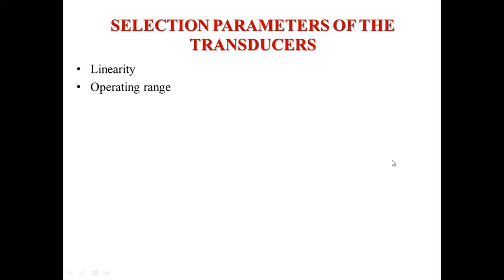Next one is operating range. What is its operating range? Means, just now we used a motion sensor. Does the motion sensor operate at 10 meters, 1 meter, 2 meters? That we have to consider. Next one, sensitivity. How sensitive it is.